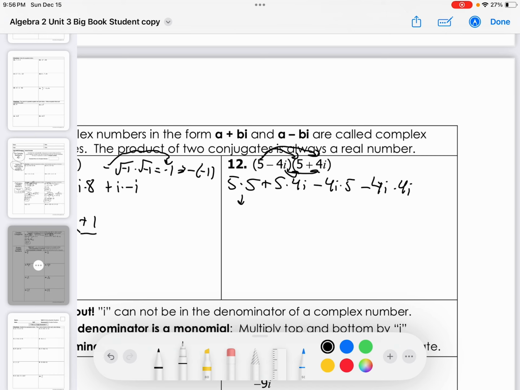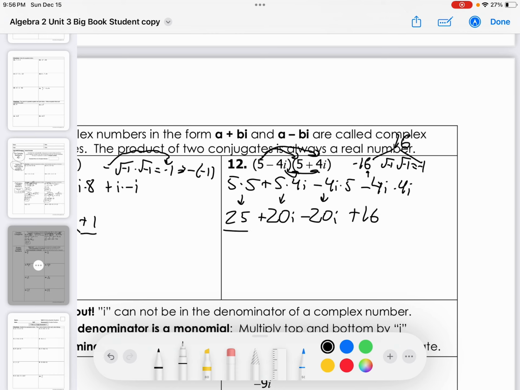The 5 times 5 is 25. The 5 times 4i would be 20i. The negative 4i times 5 would be negative 20i. And then the negative 4i times 4i: negative 4 times 4 would be negative 16. And then the i times i would be negative 1. Negative 16 times negative 1 would be a positive 16. So this would be plus 16.